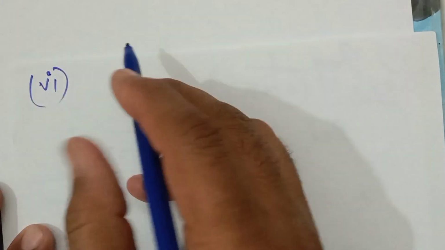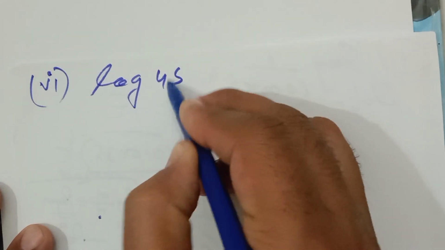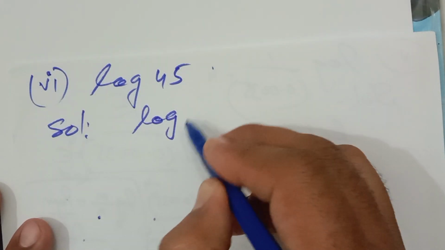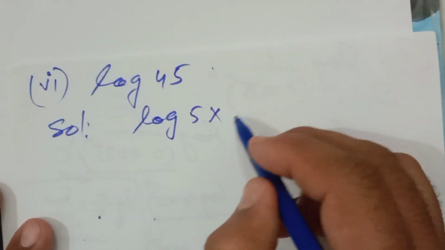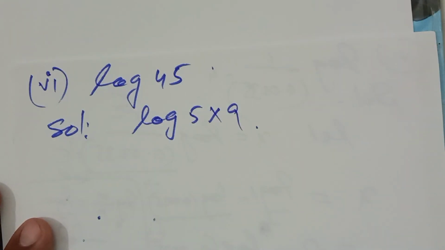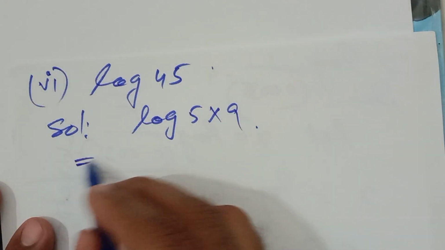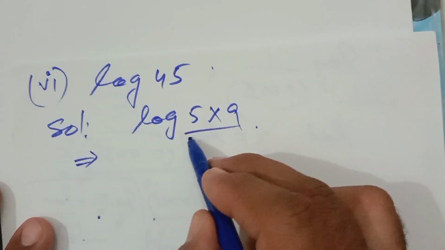The next question, which is the last part of question number 1, is the sixth one. Here is the solution of log 45. Let's say log 45, which is 5 multiplied by 9. We can also write 5 multiplied by 10, or 5 multiplied by 9, or 15 multiplied by 3. Due to lack of space and time, I'm going to write this. So here is the product of the two numbers.